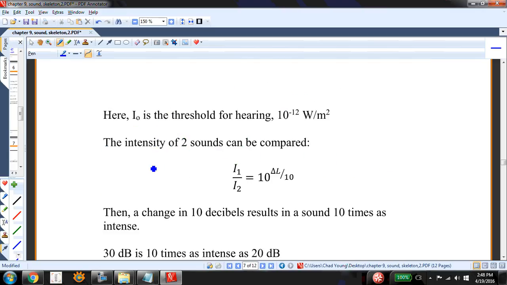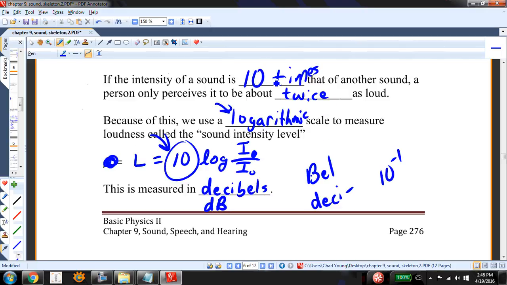Now here, I naught is the threshold for hearing. Remember, this is very much a human-centric measurement. It describes how loud we perceive the sound to be. And so we have that threshold for hearing coming in the I over I naught. That's this value right here.